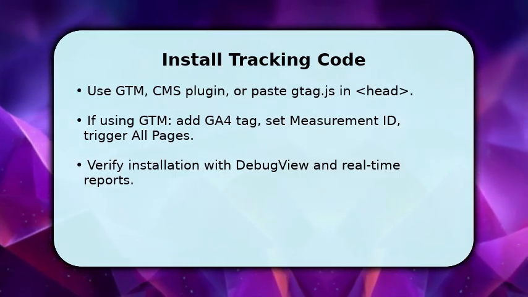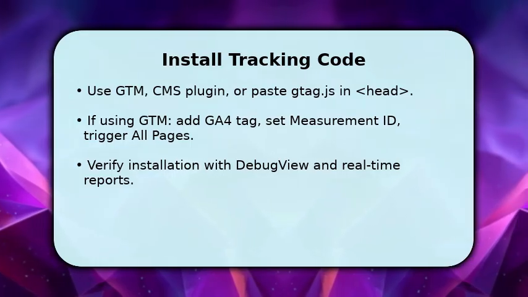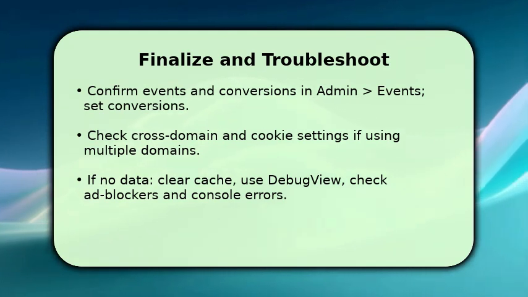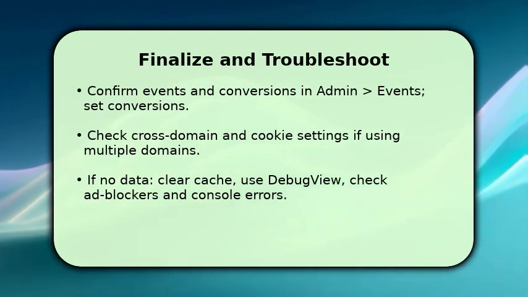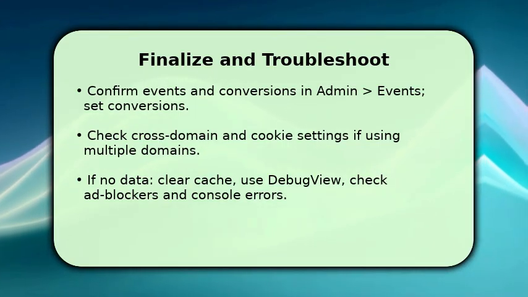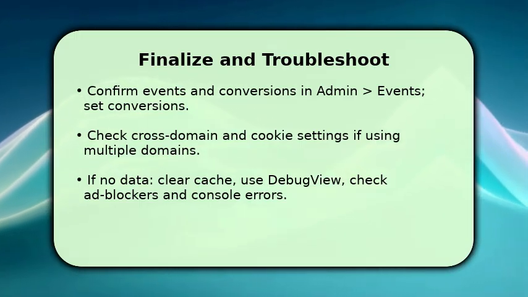Make sure to clear caches, and then open Debug View in Analytics to confirm events appear in real time. You finish by configuring conversions and events. Mark important events as conversions in Admin and set any custom parameters you need. Once done, verify reporting by checking real-time reports and wait 24-48 hours for standard data flow.